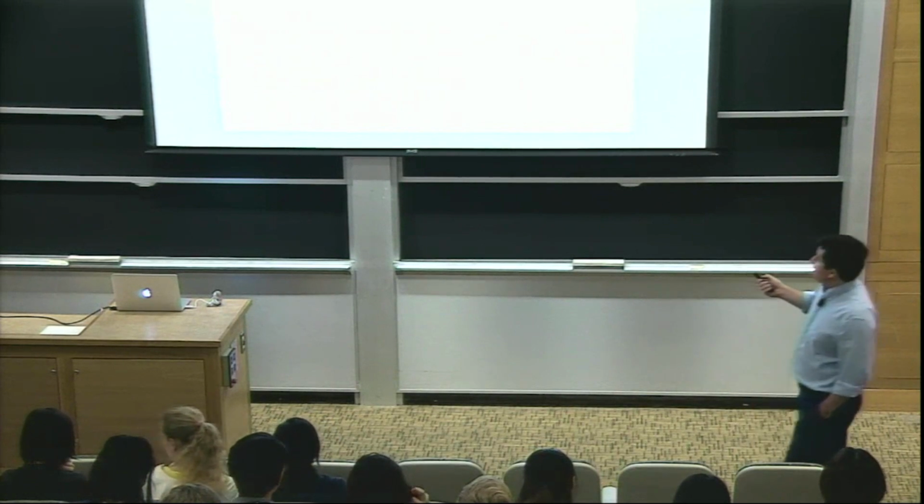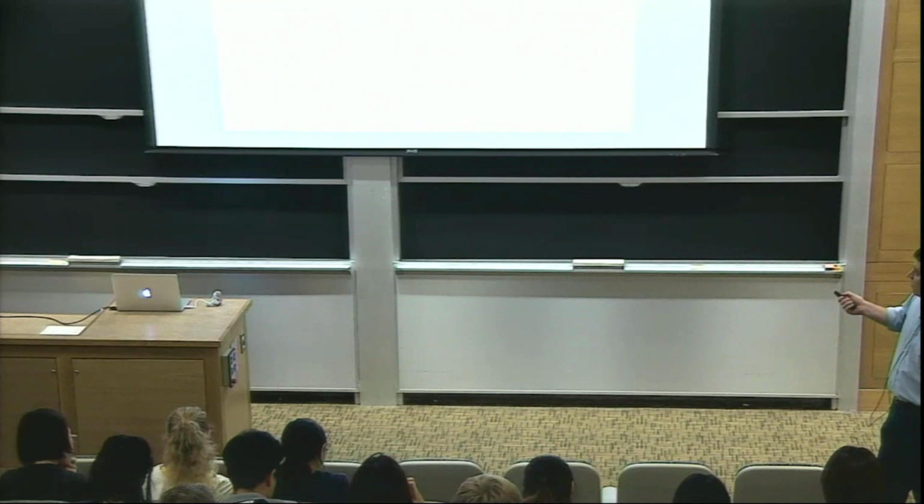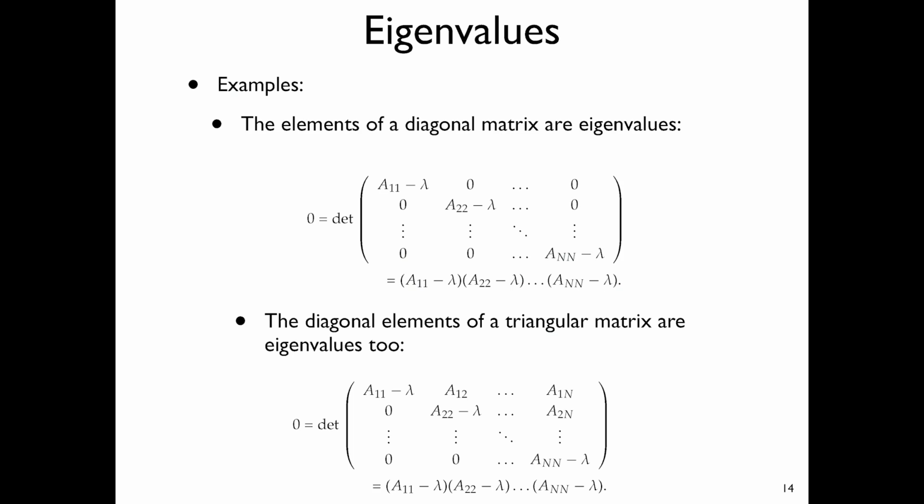Here's some more examples. The elements of a diagonal matrix are always the eigenvalues because the determinant of a diagonal matrix is the product of the diagonal elements. So these diagonal values here are the roots of the characteristic polynomial. They are the eigenvalues. It turns out the diagonal elements of a triangular matrix are eigenvalues too. This should seem familiar to you.